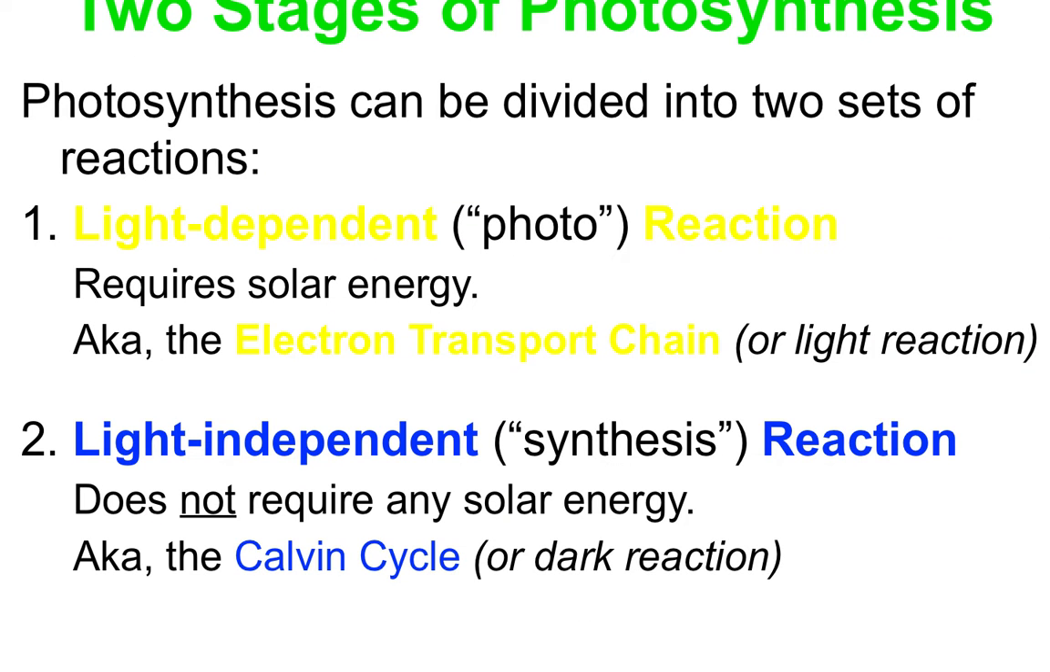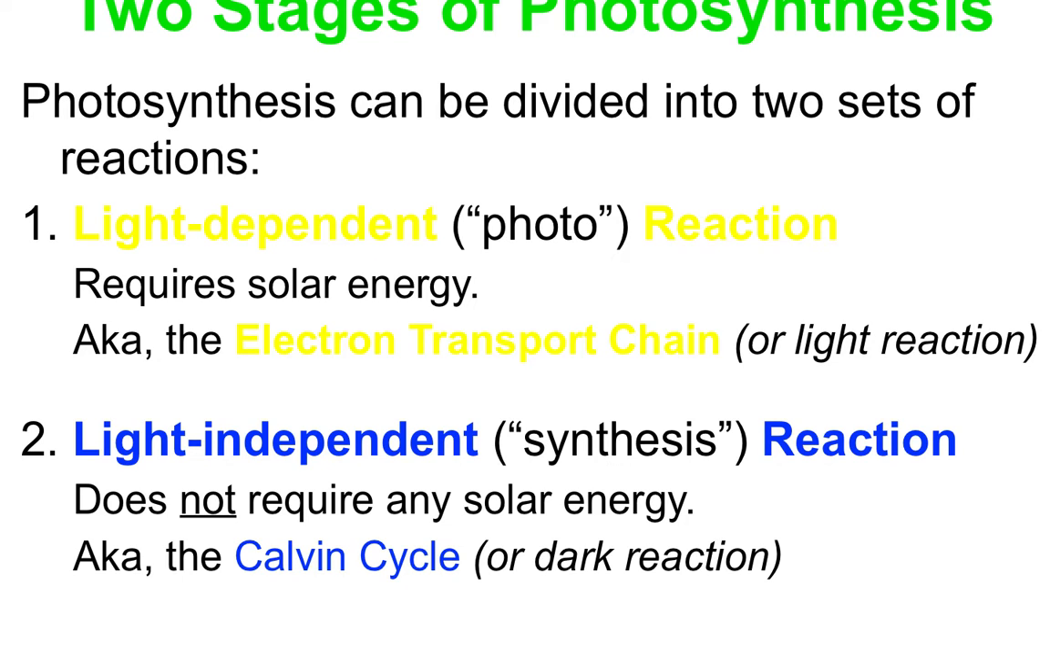Photosynthesis has two basic stages. It can be divided into two different sets of combinations of reactions: the light dependent and the light independent. The light dependent reaction requires solar energy, like light. We call that the electron transport chain, or a light reaction, also known as the light dependent reactions.